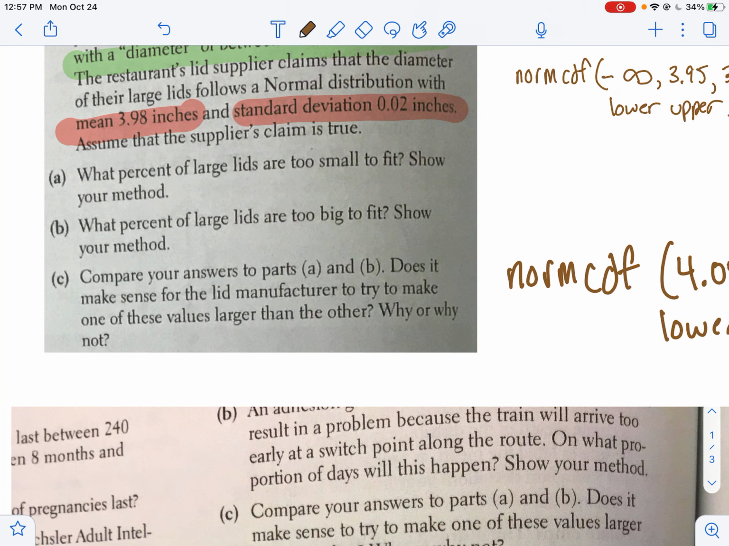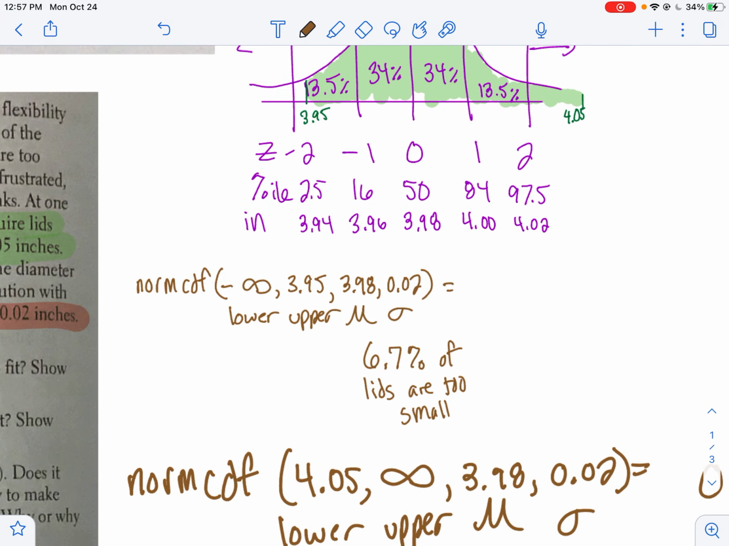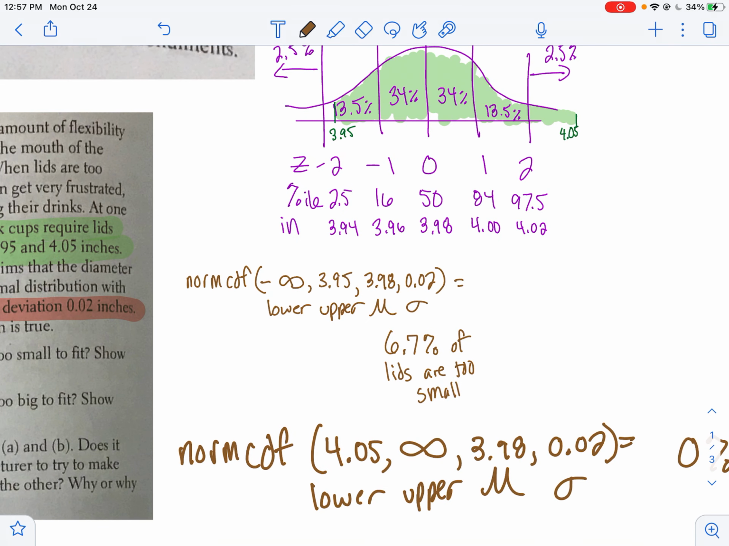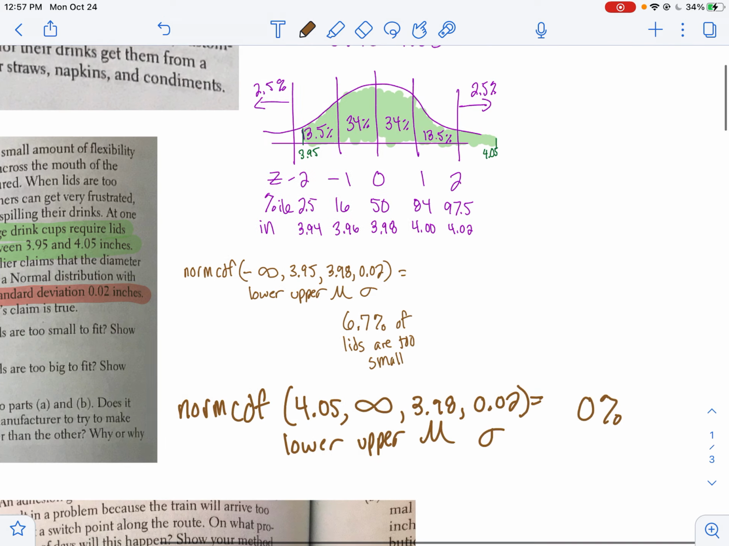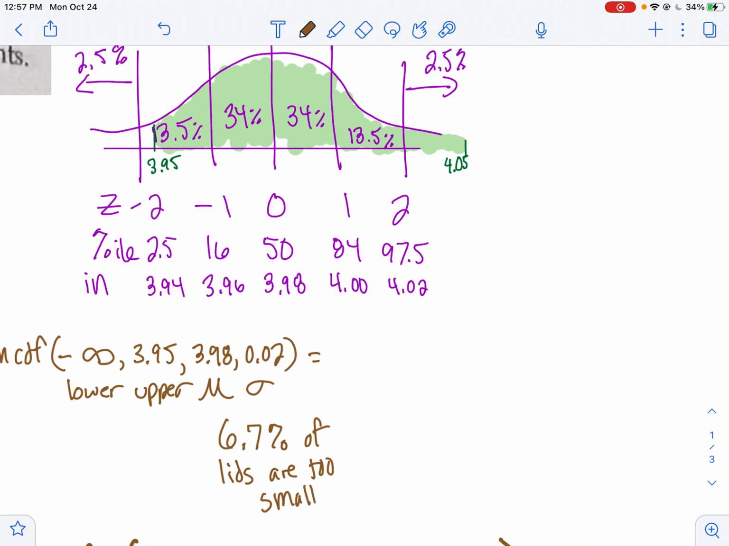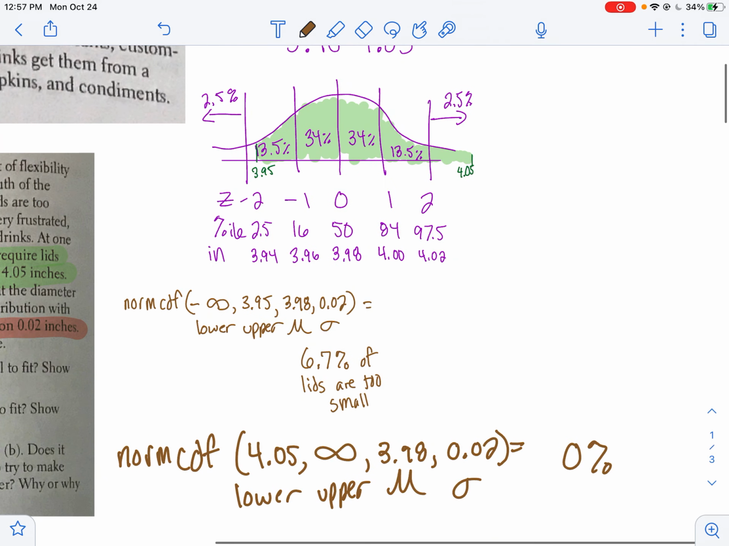Now, it says to compare answers A and B. Does it make sense for the lid manufacturer to try to make one of the values larger than the other? Why or why not? So then you think, okay, well, it makes sense to make the mean bigger. It makes sense to make the standard deviation bigger. That's something to consider here because right now, I'm not getting any that are too big. We're getting some that are too small. So maybe if I make that average bigger, maybe I could keep the same standard deviation. Maybe I went with 4.04 for my mean.